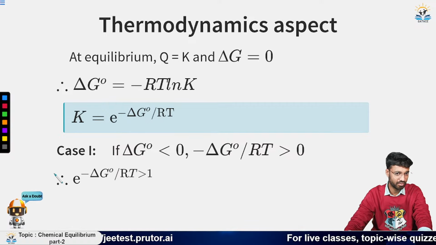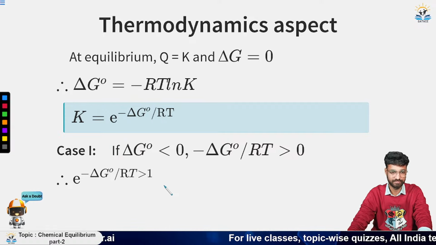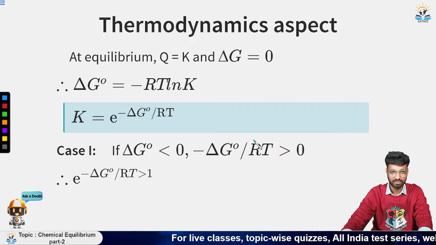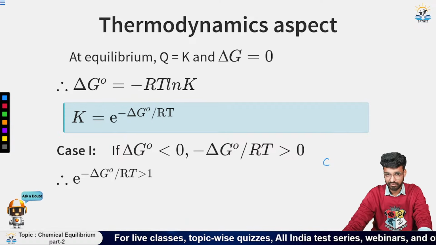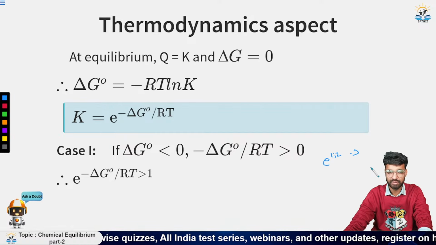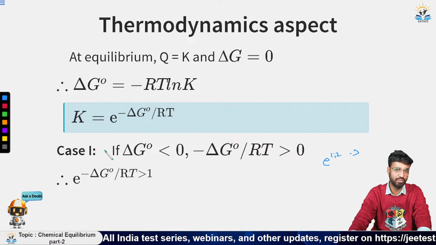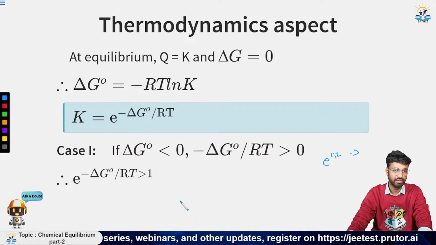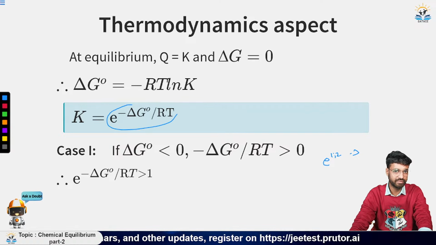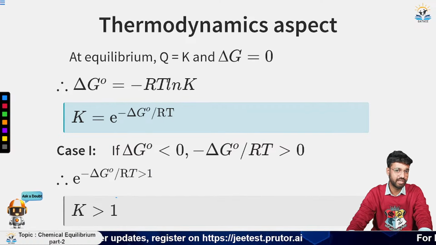So if it is greater than 0, then this whole expression will be greater than 1. Is it clear? Suppose we have e to the power of any positive value, that is 1, 2, 3, or any positive value, it will always give this whole value as greater than 1. And this whole term is equal to K. So K will be greater than 1.